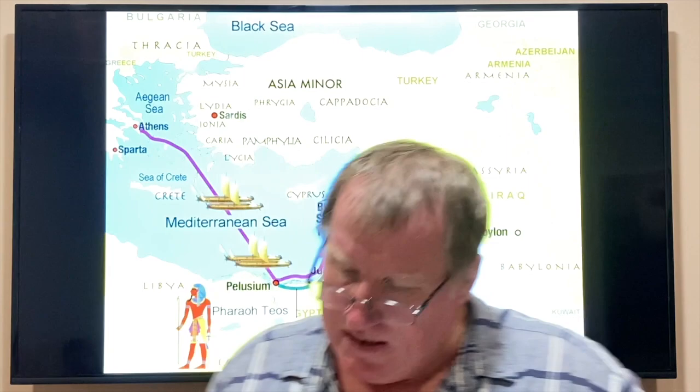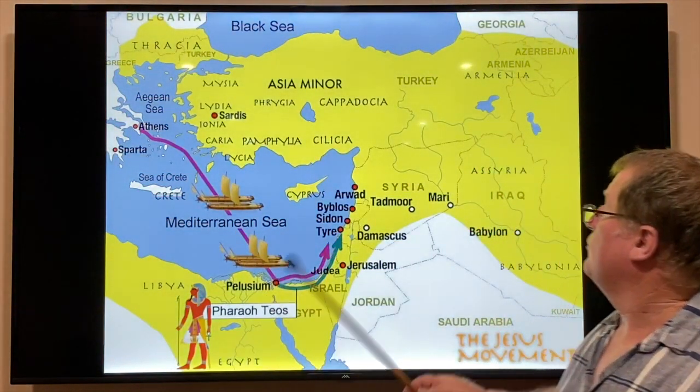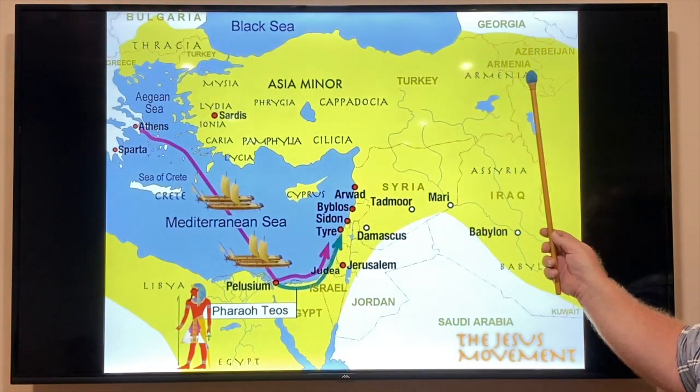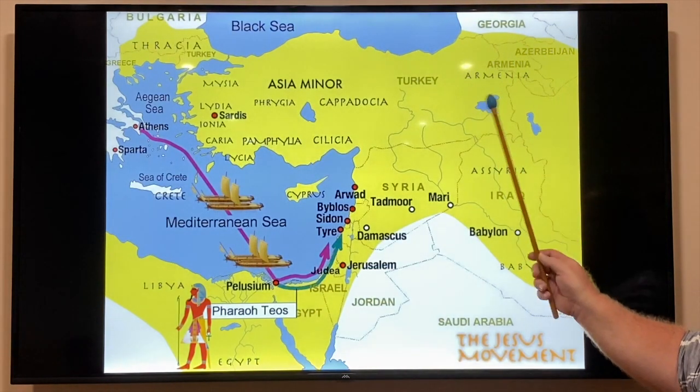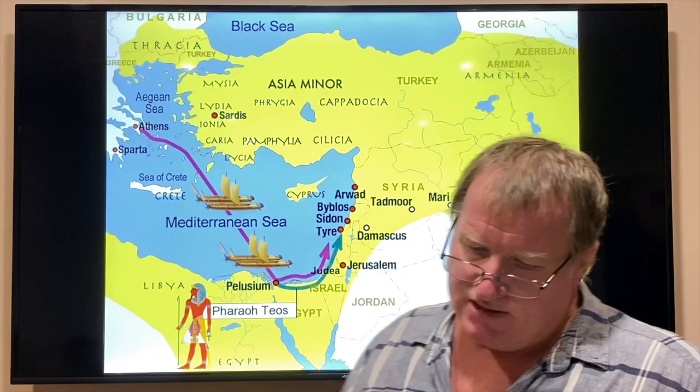The other region of Armenia, which is up here, further to the east, it was also beginning to rebel as well. So, as I said, this is just starting to open up a bigger problem.